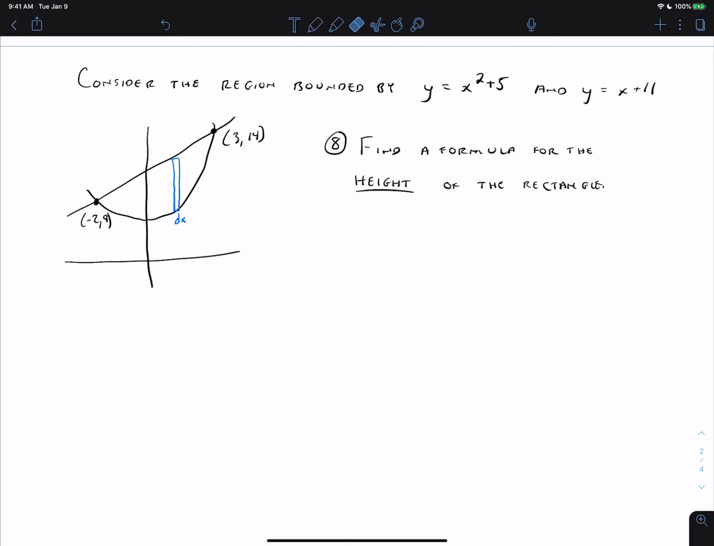So with that in mind, pause the video, see if you can come up with a formula for the height of the rectangle in the diagram, and then check it with me in just a minute.